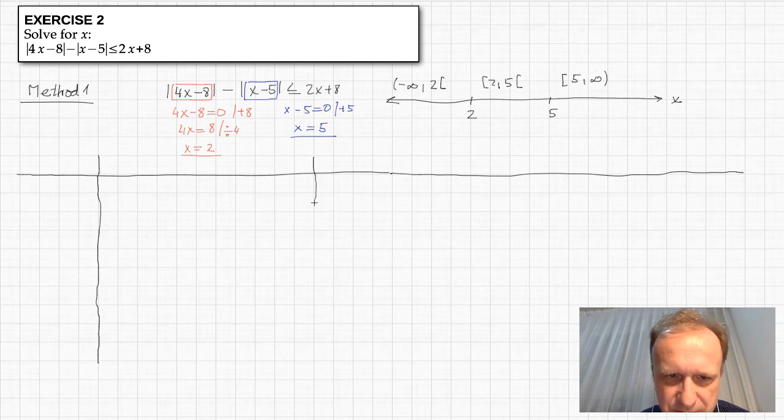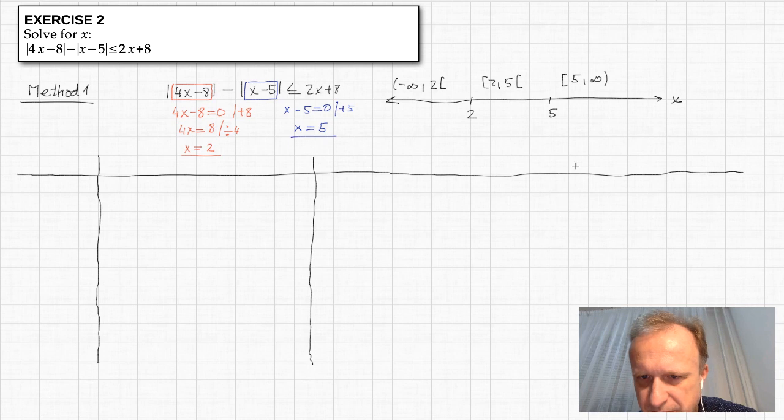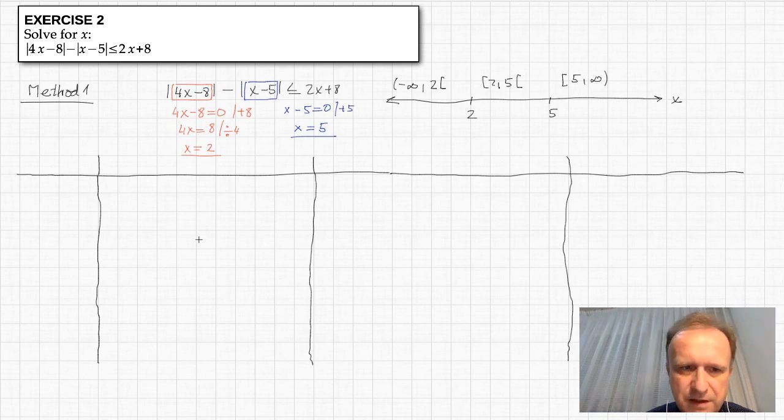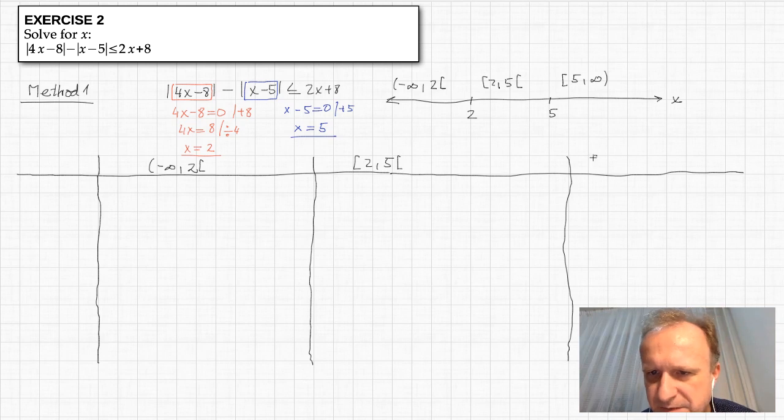So let me divide it by this line and perhaps by this one here. Oops, I'm sorry, let me do it better, like that. I'm sorry for the crudeness of these lines, but it's not possible to do it better using freehand drawing like that. So the first interval is from negative infinity to 2, open at the right hand side. The second one is from 2 to 5, and the last is from 5 to positive infinity.